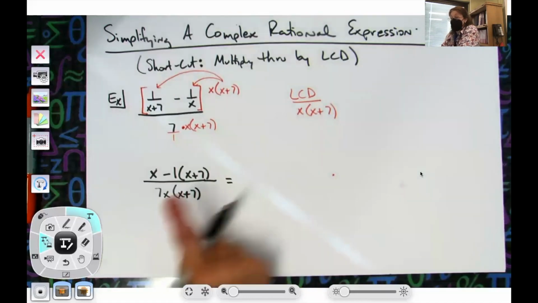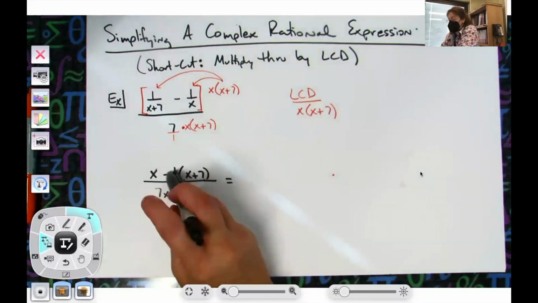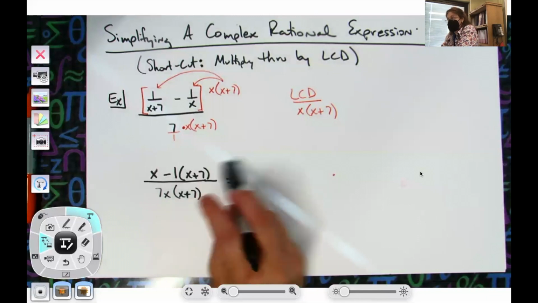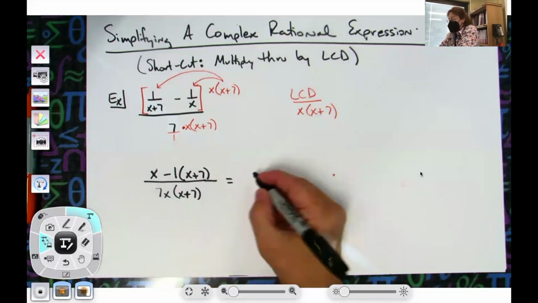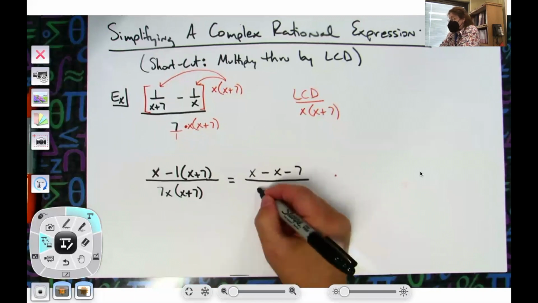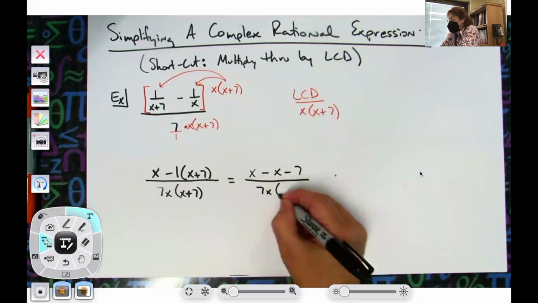All right, now I am going to distribute in the top. I'm going to simplify this in the top. Basically that's a negative and a binomial, so I got to go through and change the signs, right? So I'm going to have an x and then a minus x and then a minus 7. I'm not going to distribute on the bottom.